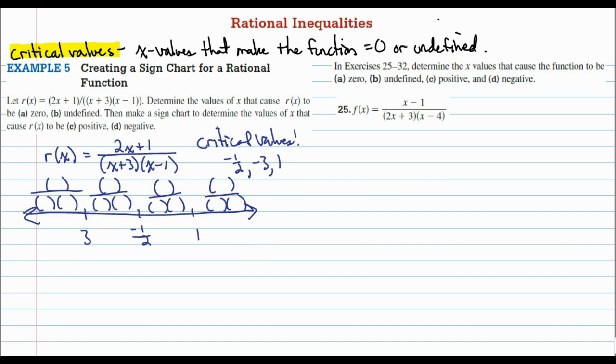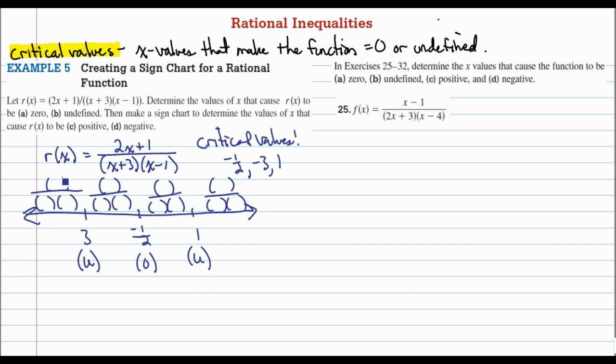Also, here is where it is extremely important to label the numbers you're putting on the number line as to whether they are a 0 of the function or an x value that makes the function undefined. So negative 3 is going to make the denominator 0, so that's going to make the function undefined. Negative 1/2 makes the function 0, so that is a 0. Positive 1 makes the function undefined. And you'll see how those come into play, because A is asking for x values that make the function 0, B undefined, C positive, and D negative. So we need to clarify the difference between 0 and undefined.